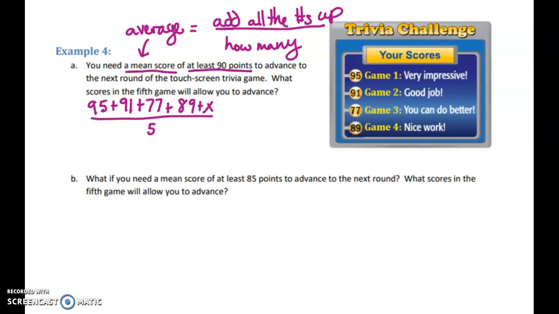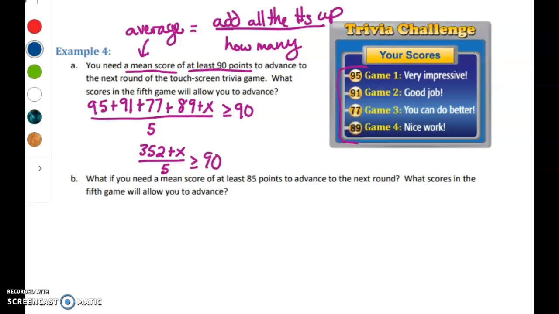Now that is at least 90. That is greater than or equal to, because at least means 90 or more. And where I got the points were from right over here. All right, so then what I would do is in my calculator, I would add the numbers on the top. 95 plus 91 plus 77 plus 89. So that gets me 352 plus X, still all divided by 5. So now you just want to solve for X.